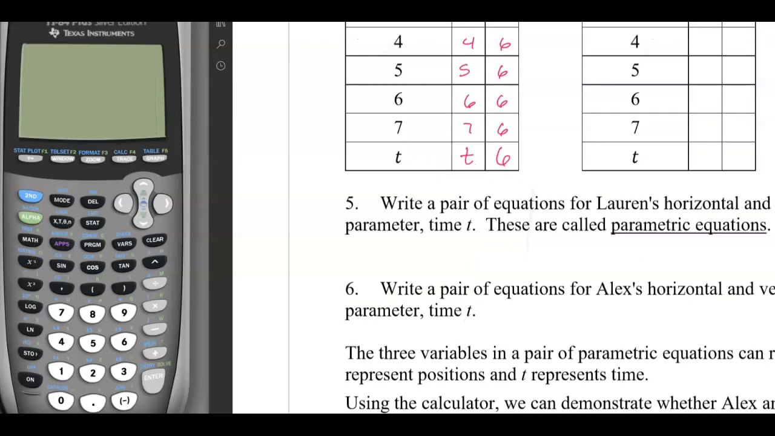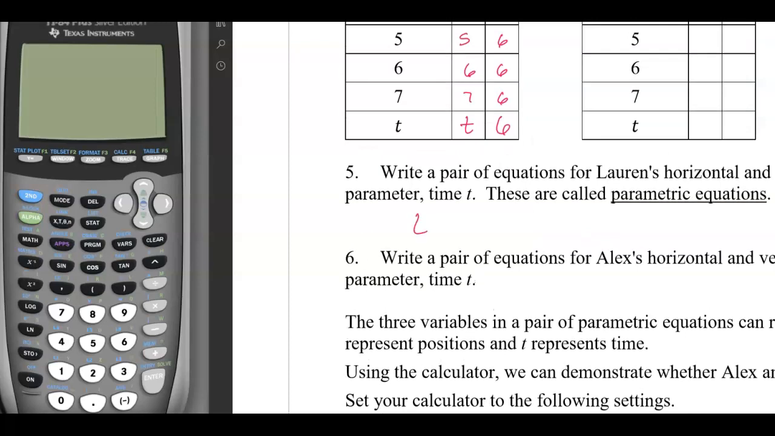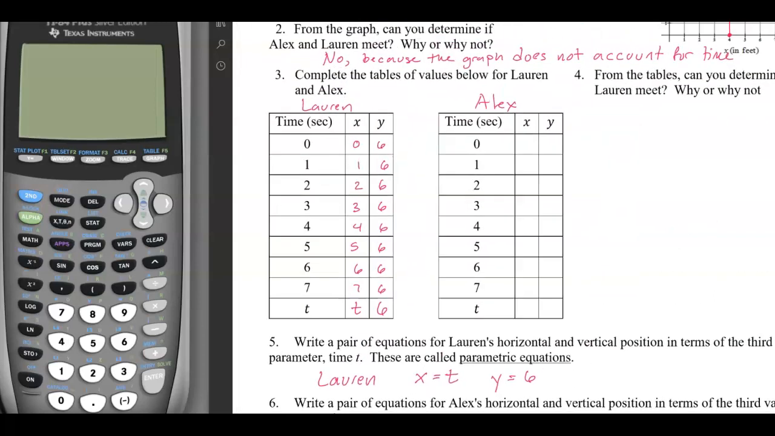Guess what? You just created what are called parametric equations. They are equations that introduce a third variable called the parameter. And in most cases, parametric equations are based on time. Our third variable is our parameter, time. So we have parametric equations that define x and y based on time. Now let's do the same thing for Alex.